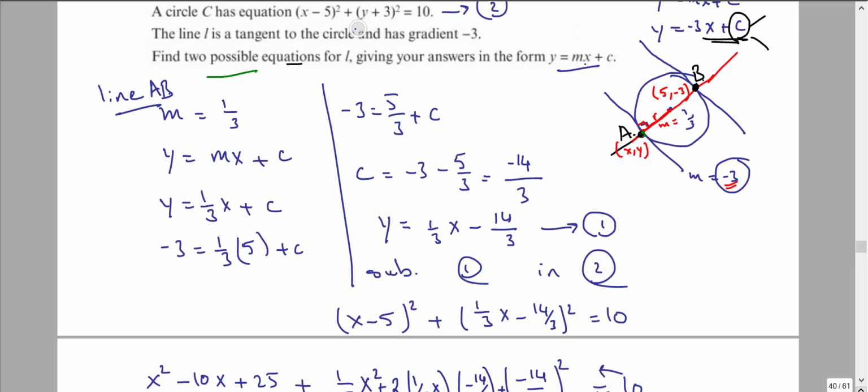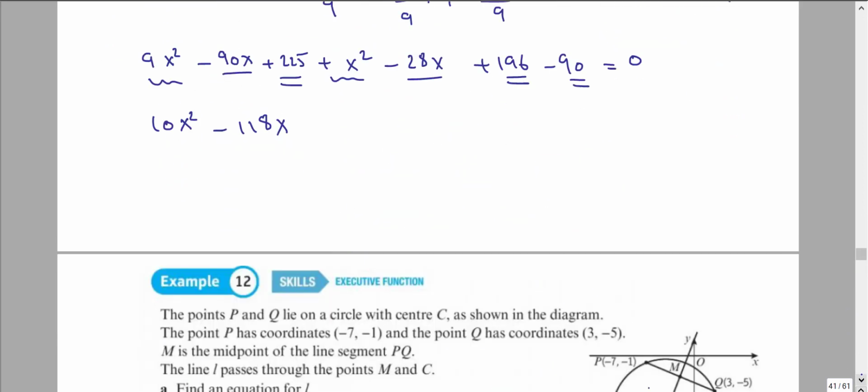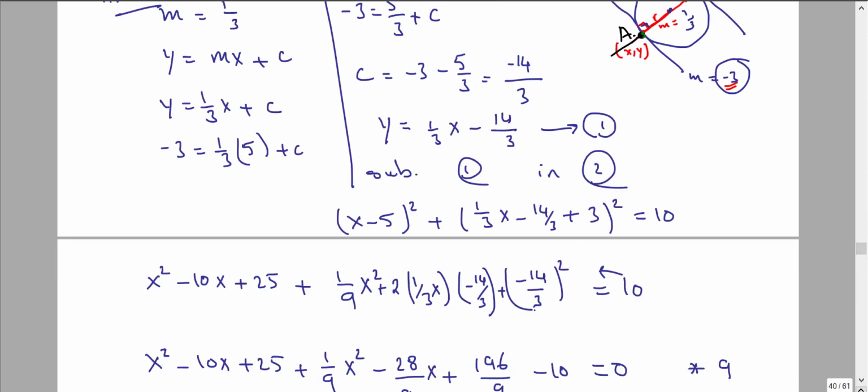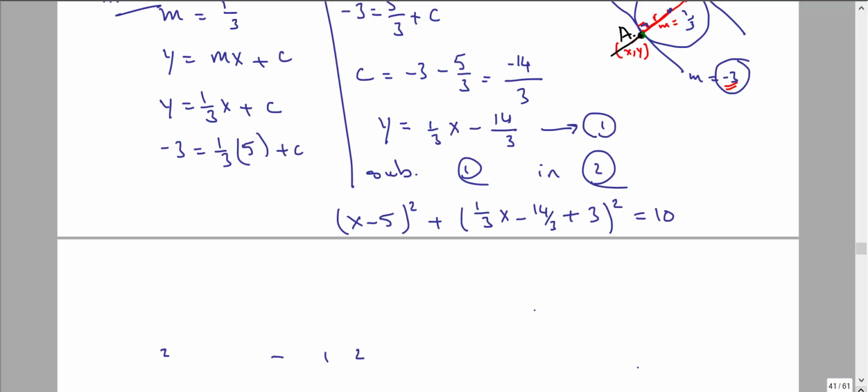Here, when I substituted y, there is plus 3. I didn't put plus 3. And here, this should be plus 3, this way. You understand? This is plus 3. So I missed plus 3. I put on the calculator negative 14 over 3 plus 3. What's the answer? Negative 14 over 3 plus 3 is negative 5 over 3.